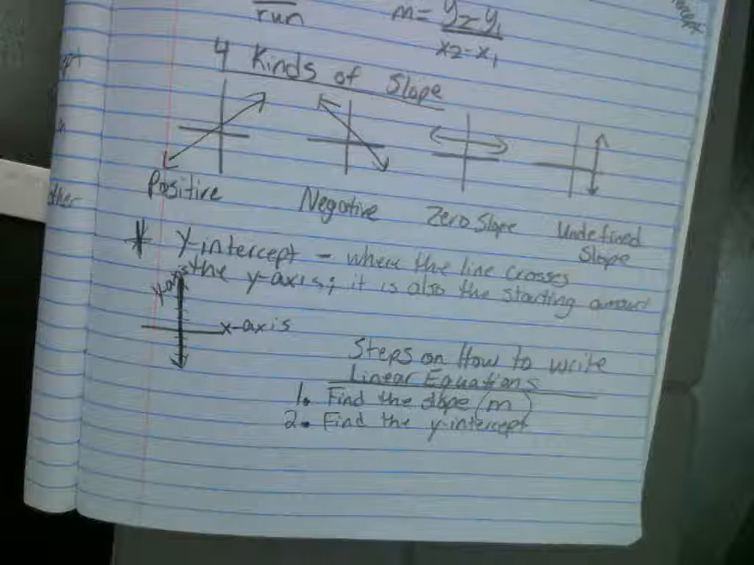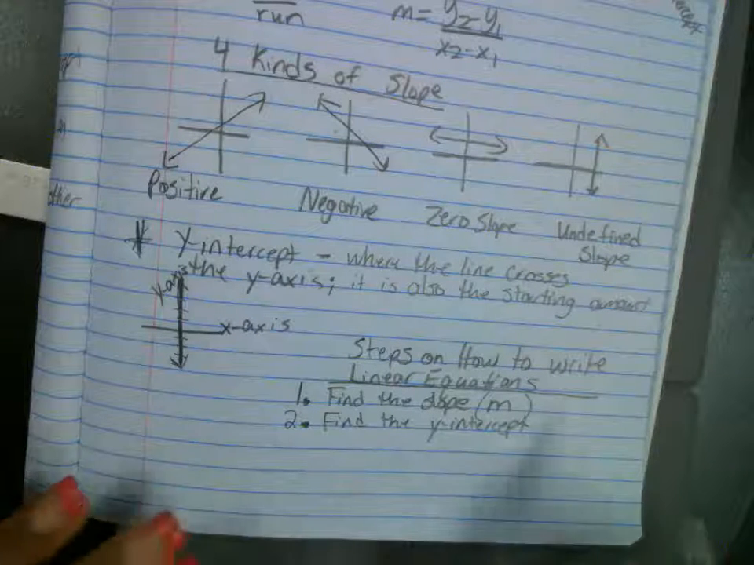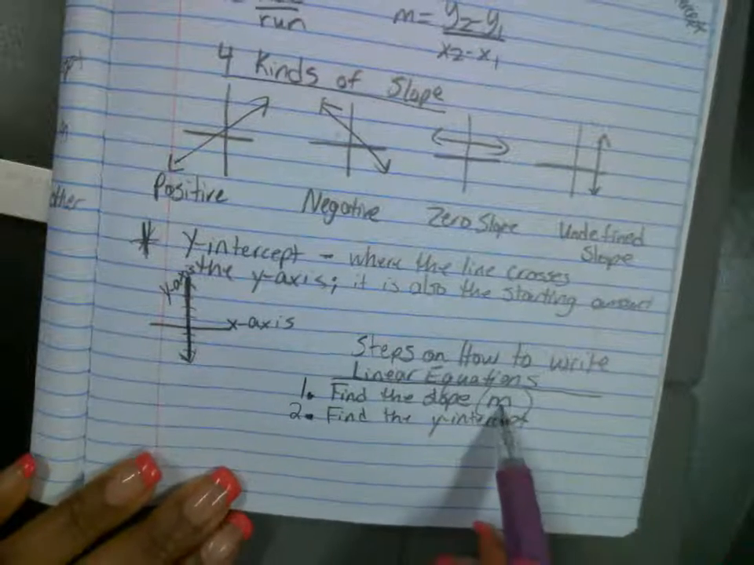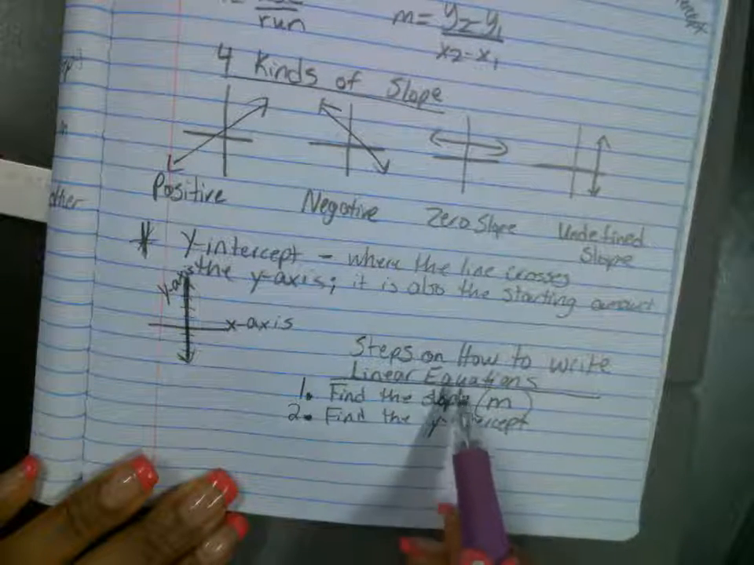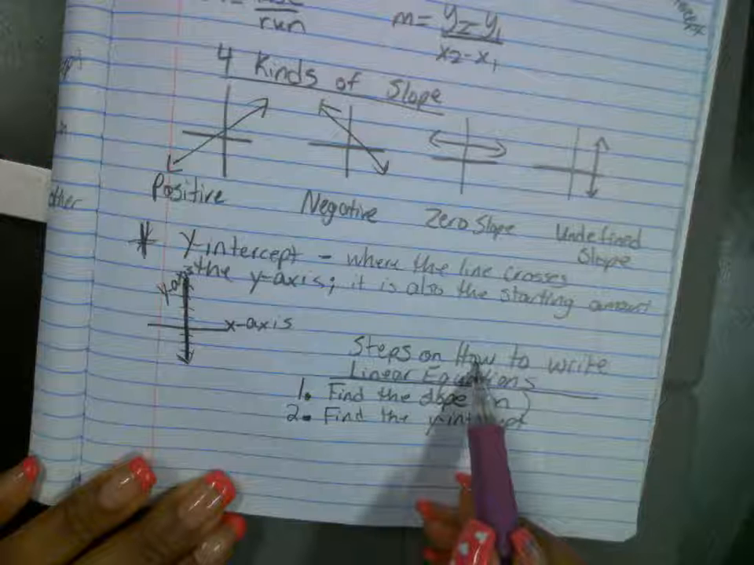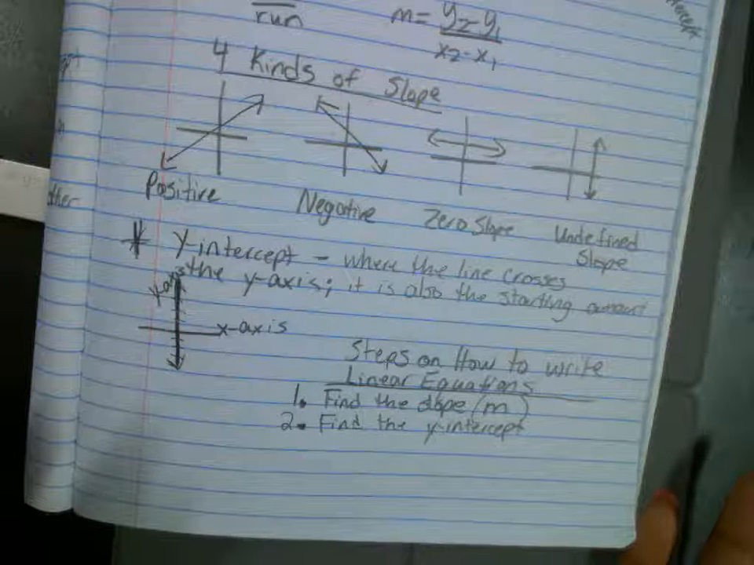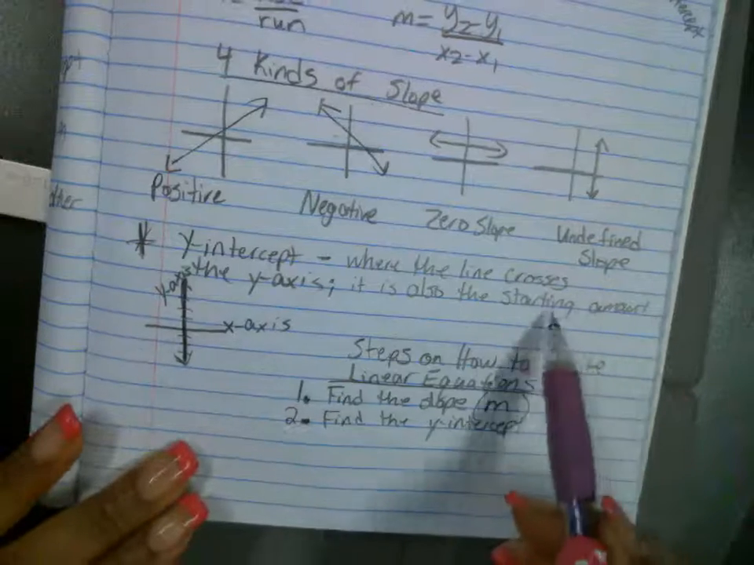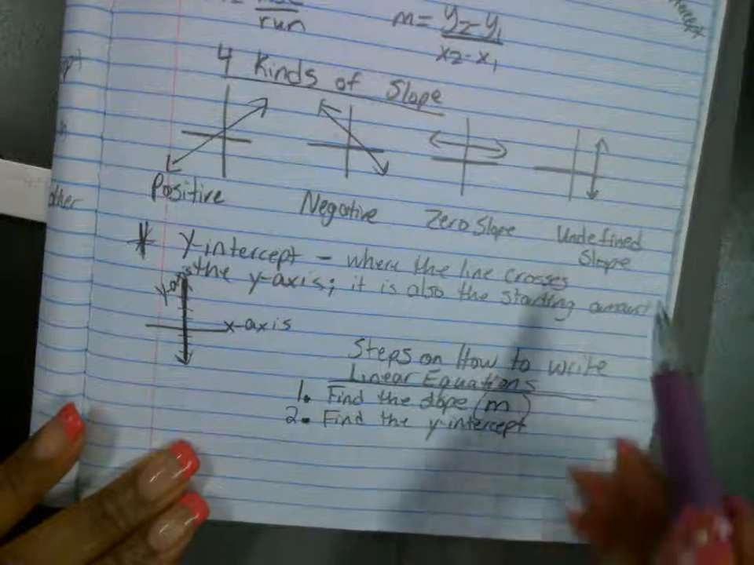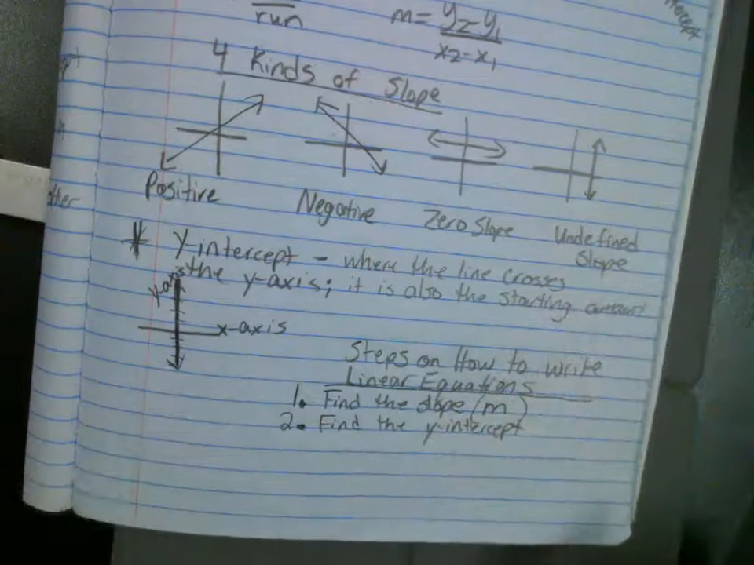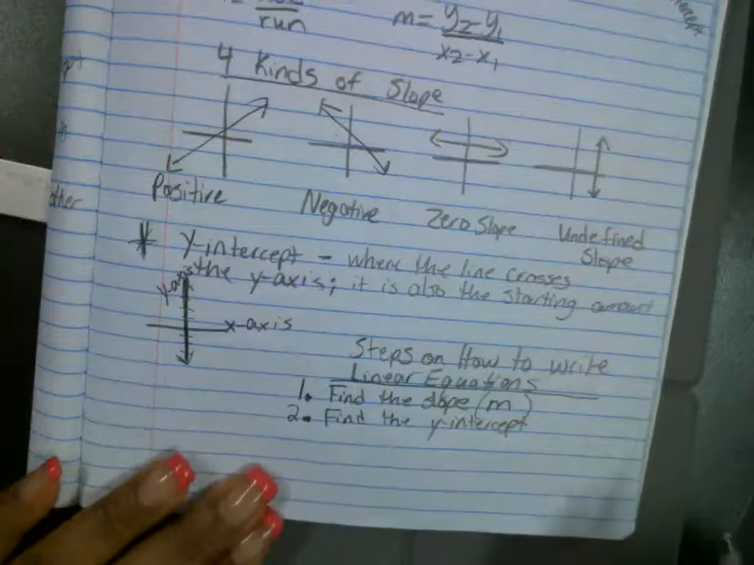You got a question? Yes, go ahead. What's that word right there? It's the fourth one on the end. It's like find slope. Undefined slope. Oh, appreciate it. I didn't know if that was a V or a U. Oh, okay. It's a U.